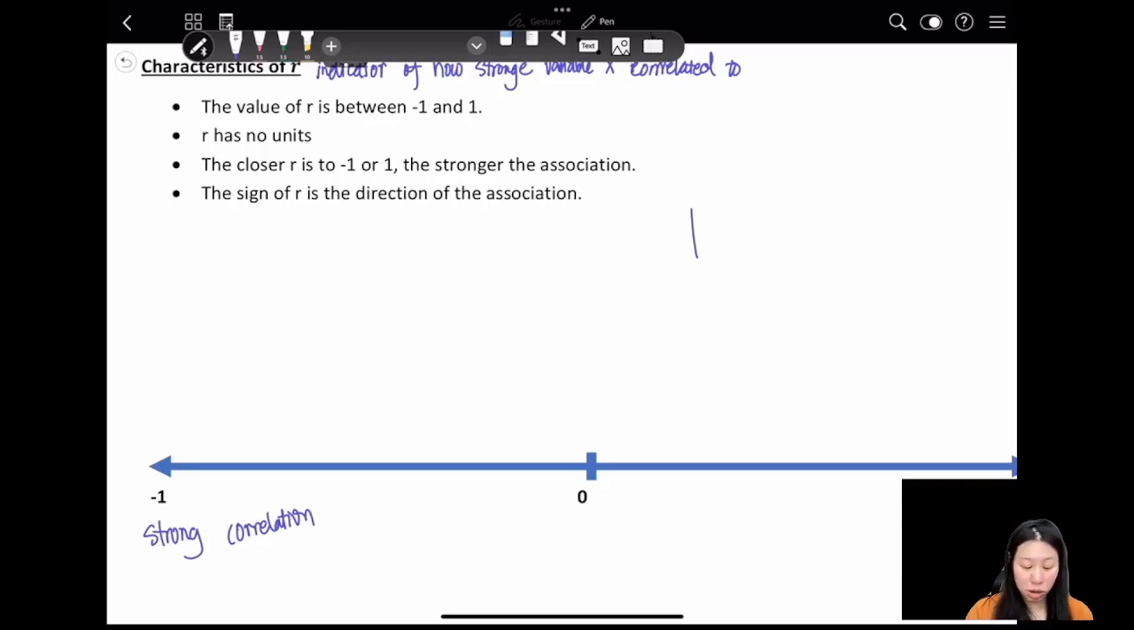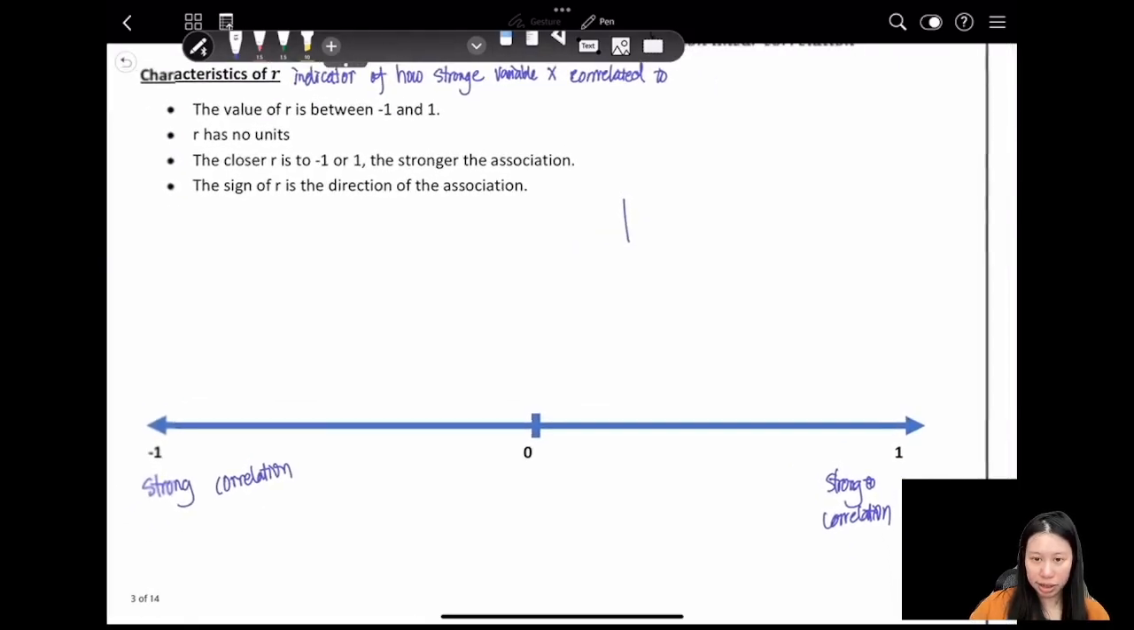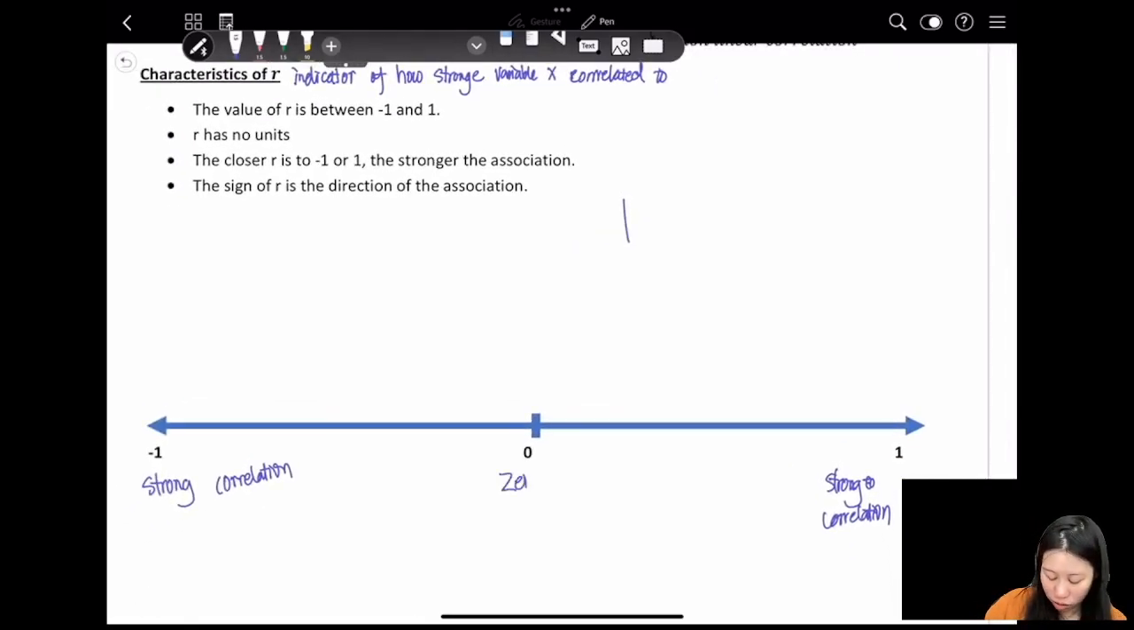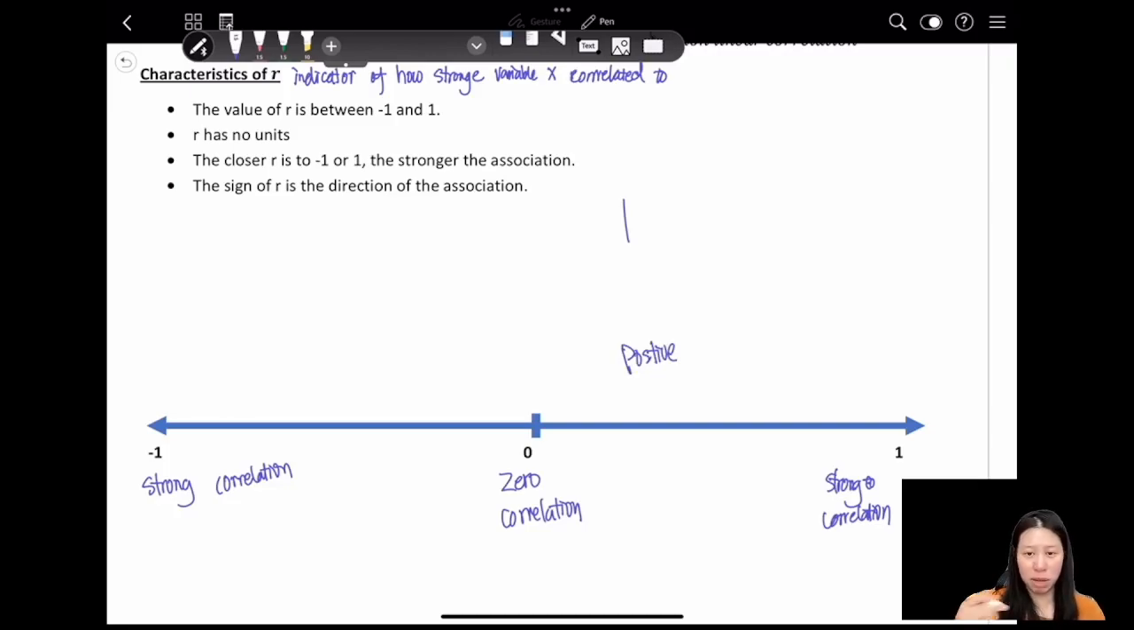When it comes to 0, if R equals 0, it means they don't have correlation, zero correlation. If R is a positive number, that means it's going to be a positive correlation. That means when x goes up, y goes up. But if it's a negative number, it means negative correlation. That means when x goes up, y goes down. So the sign of R is the direction of the association.